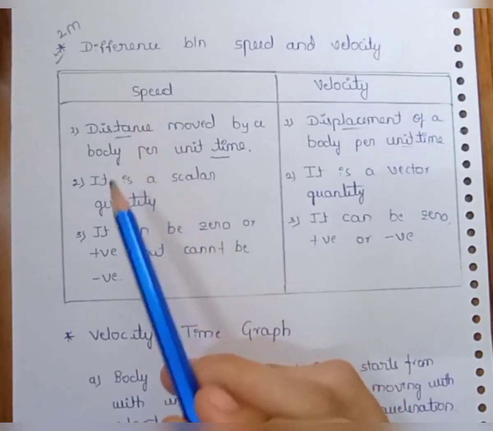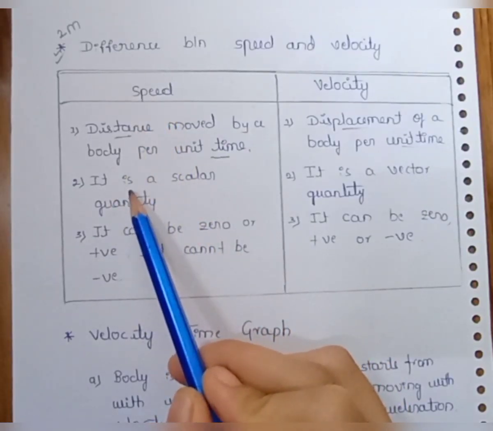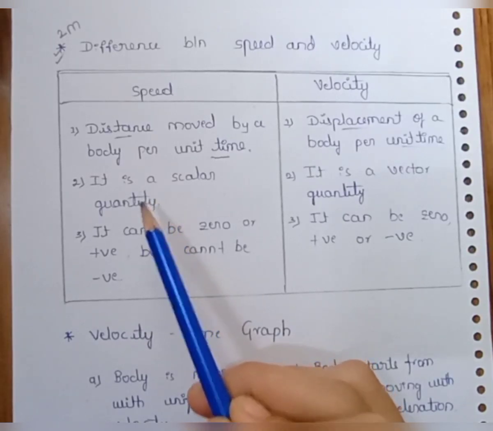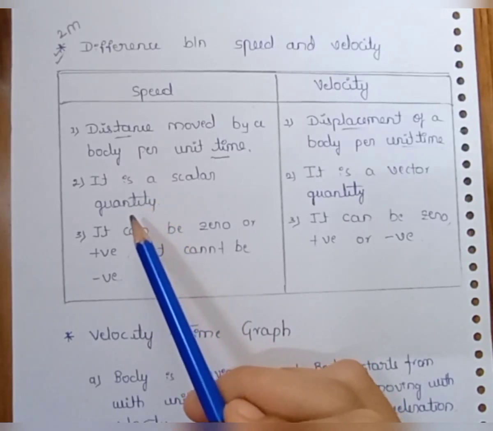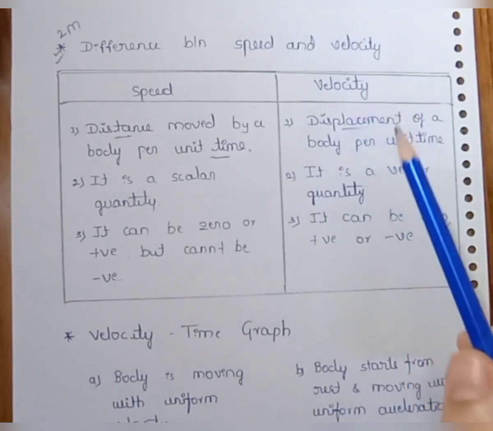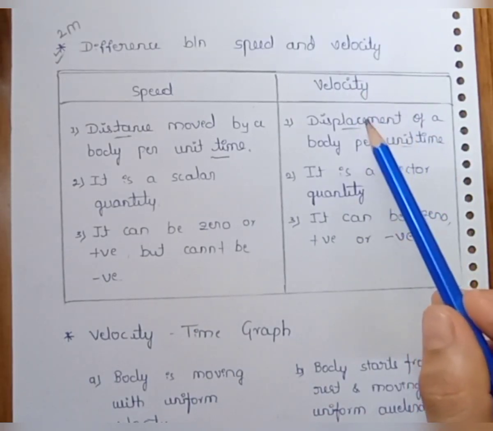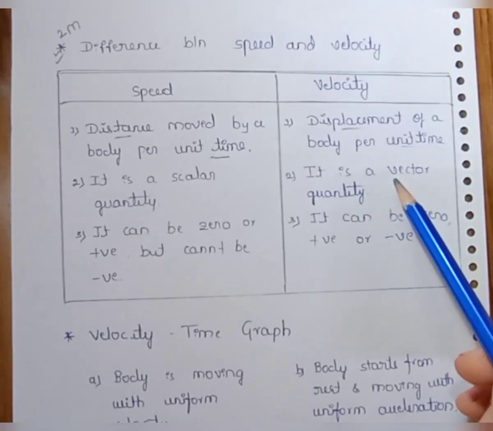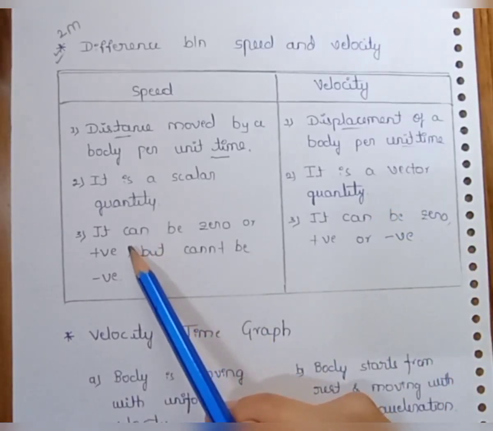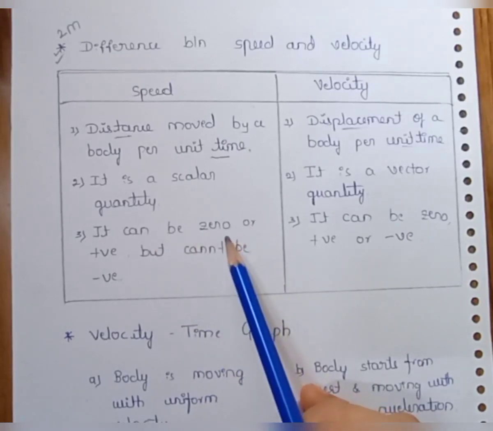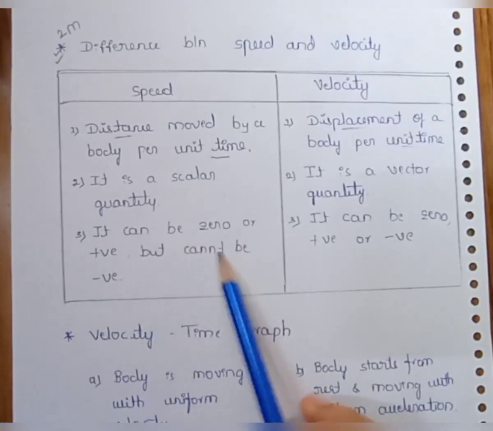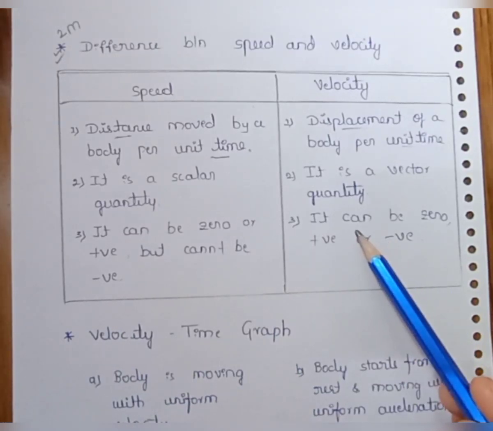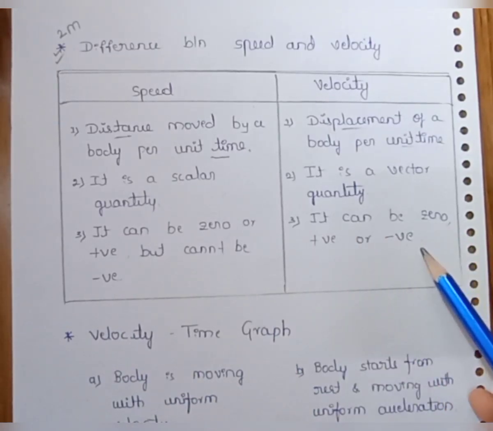Speed depends on path length, so it is a scalar quantity. Scalar means it only has magnitude but not direction. Velocity depends upon displacement, so it is a vector quantity. Means it has both magnitude and direction. In case of speed, it can be 0 or positive but cannot be negative. In case of velocity, it can be 0, positive or negative.